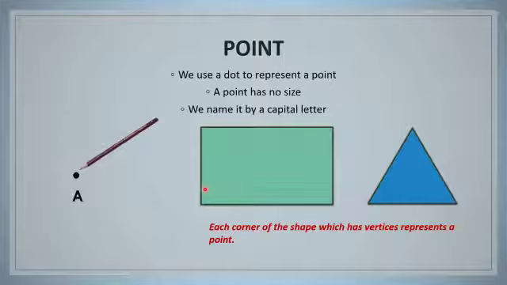So, here now I will be highlighting the points of the shape. So here you can see a black dot given on four sides. These are the vertices of the shape and they are also known as a point where the lines of the shape meet. In the same way for the triangle, you can see there are 3 points here at the vertices. So these are the points. So therefore each corner of the shape which has vertices represents a point. So a dot is used to represent a point. A point has no size and we always name it by a capital letter. Any capital letter can be used to represent a point. This we have studied about the point.